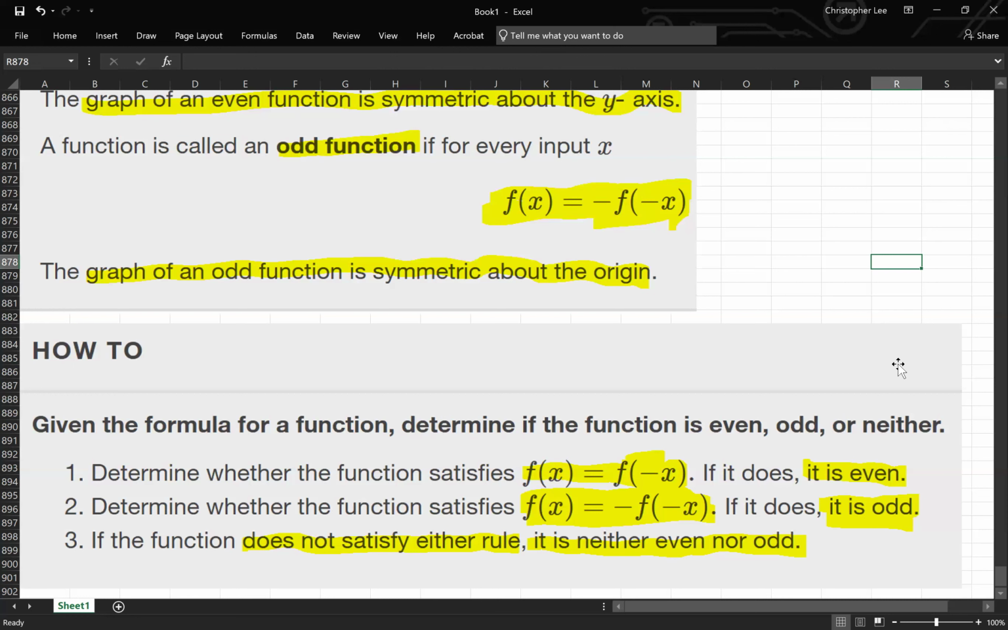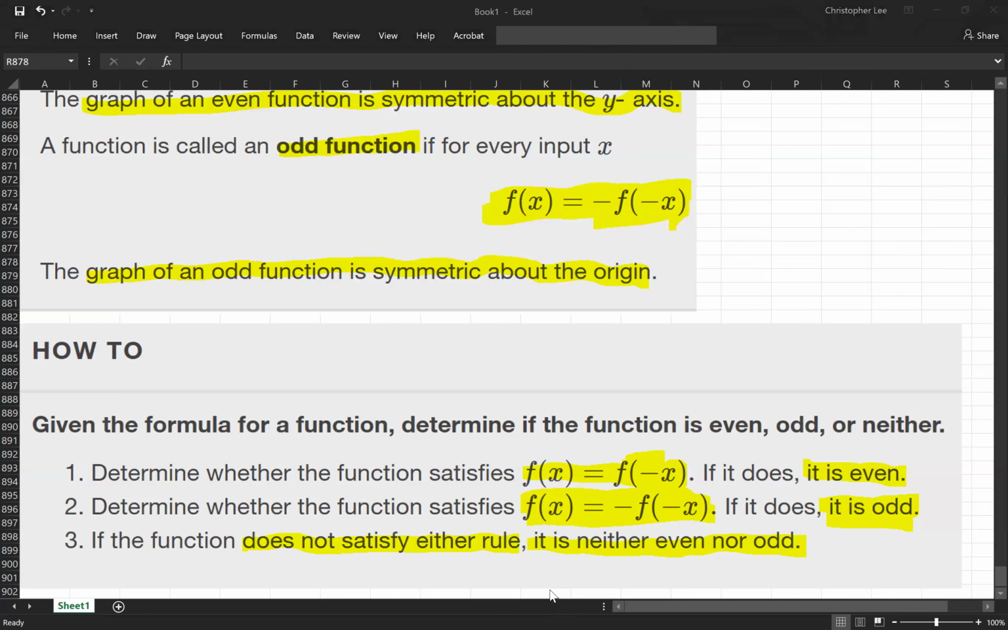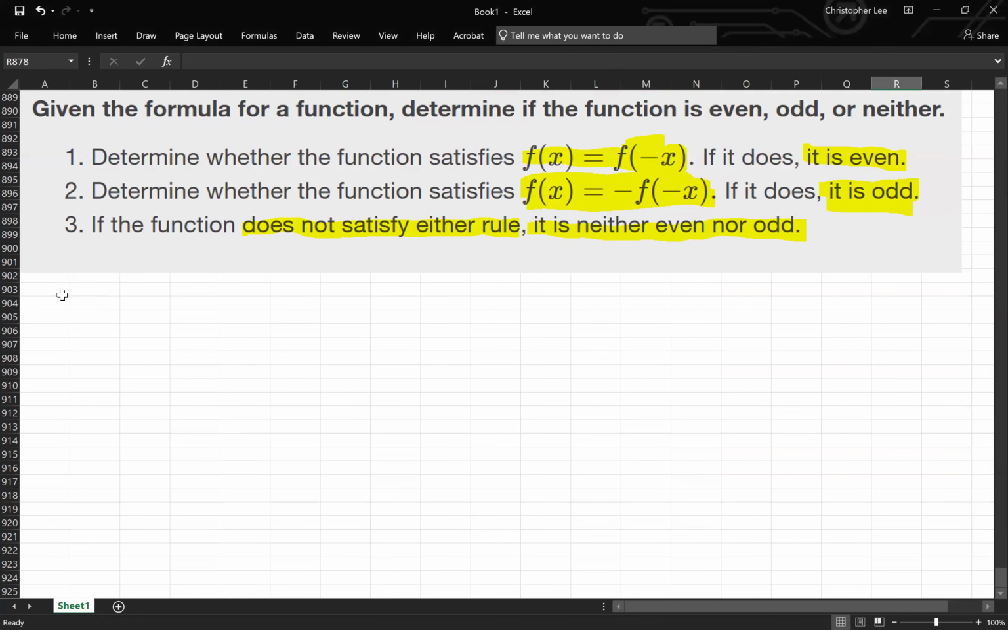If the function does not satisfy either rule, that's neither an even nor odd function. I promise you, it's real easy. Check this example out.